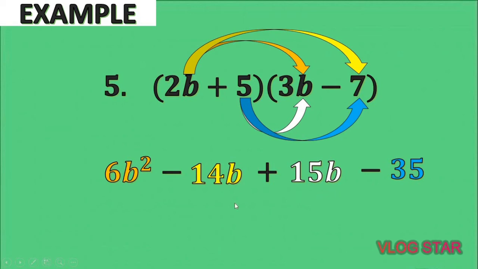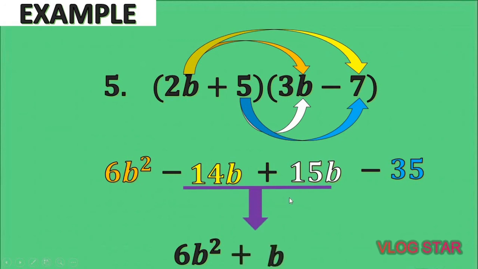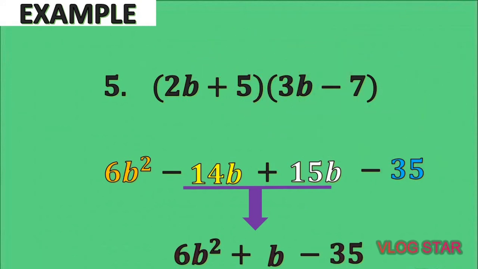Now the two middle terms can be combined. Negative 14b plus 15b. Copying the first term, 6b squared. Now since one of them is negative, the other one is positive, we will now subtract these two. Subtracting 14 and 15, the result is 1b or just simply b. Now the sign or the operation here is plus because 15 is larger than 14 and the sign of 15b is positive. Copying the last term, we have minus 35. Therefore, the product is 6b squared plus b minus 35.